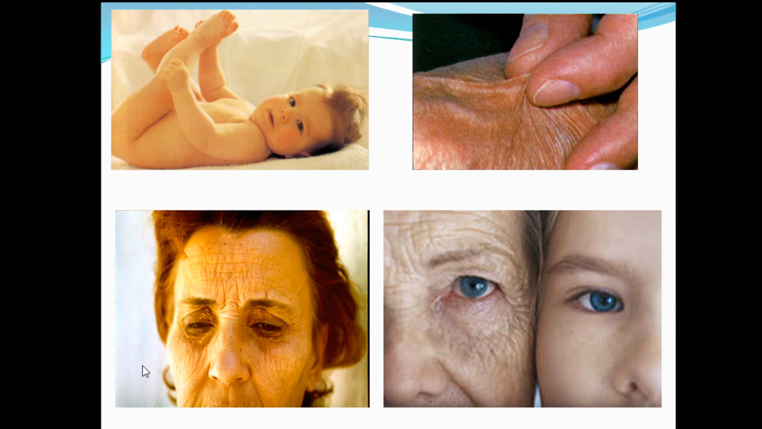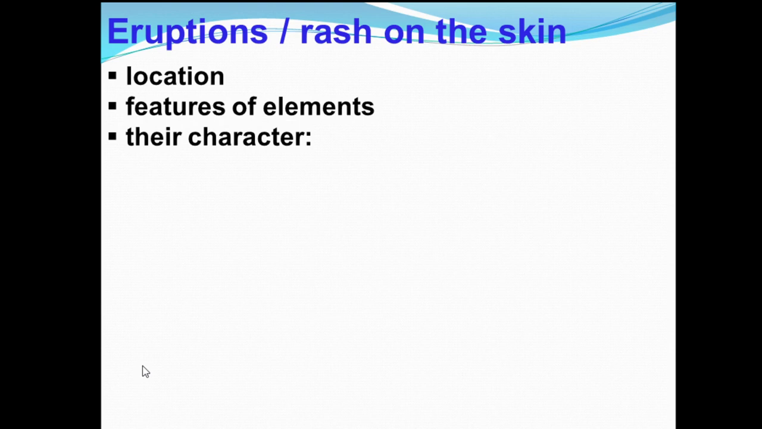More completely, elasticity of the skin will be assessed during the next examination method, palpation, which you will study in practical classes. But in the case report, elasticity of the skin will be assessed in the part of the case report on inspection. Any pathological elements on the skin, eruptions or rash, must be assessed depending on the location and character of the elements.